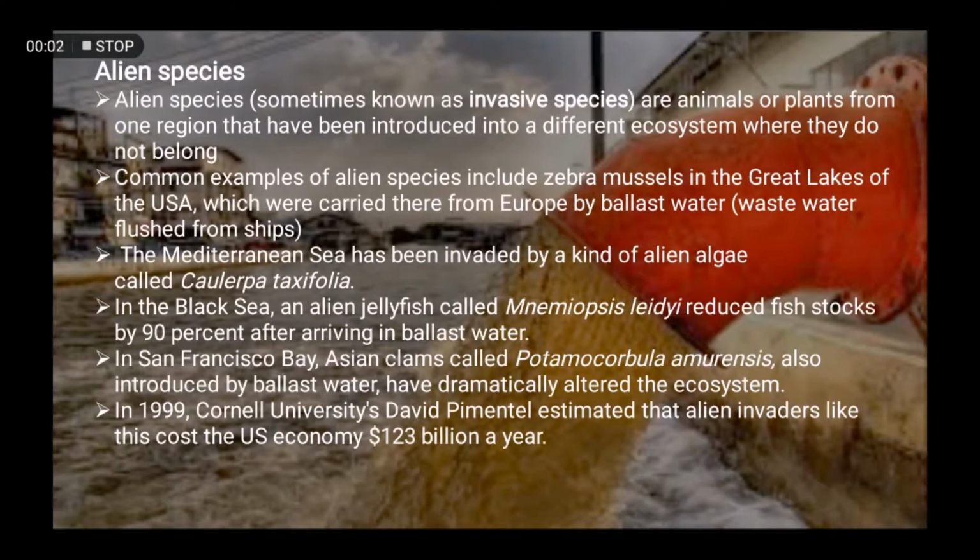Common examples of alien species include zebra mussels in the Great Lakes of the USA, which were carried there from Europe by ballast water or wastewater flushed from ships. The Mediterranean Sea has been invaded by a kind of alien algae called Caulerpa taxifolia. In the Black Sea, an alien jellyfish called Mnemiopsis leidyi reduced fish stocks by 90% after arriving in ballast water.